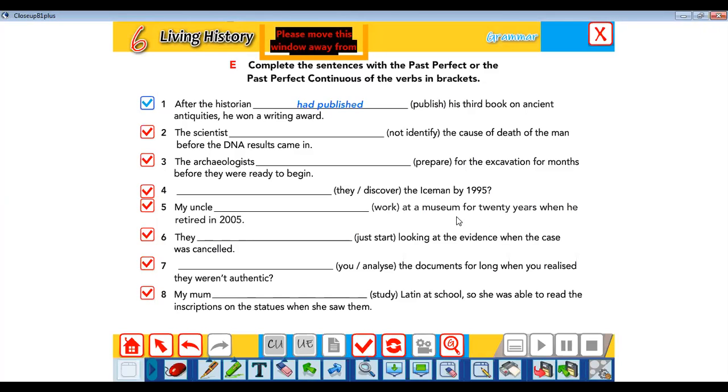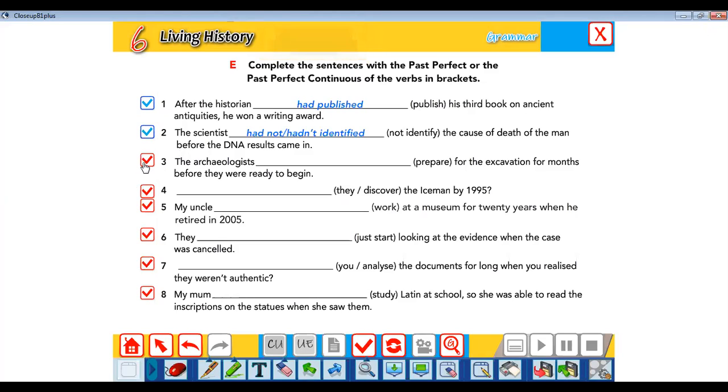Hadn't identified, because we need here the past perfect with had or hadn't. You will use the past participle, so it will be identified. Okay, very good.